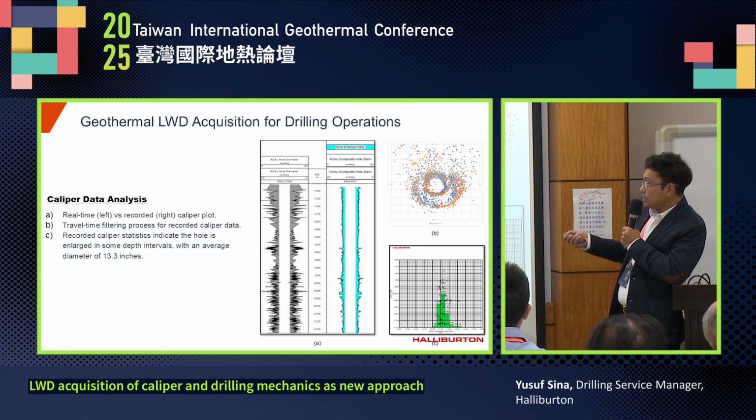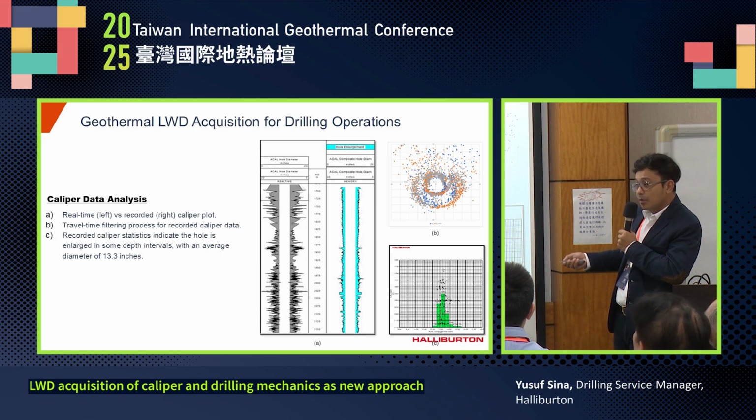On the left-hand side, this is the real-time data from the acoustic caliper, and on the right-hand side is the one that we have filtered out based on this statistical data analysis, right? In the real time, we have a lot of noise. That's why it's showing very, very scattered. After filtering out and screening using this methodology, we can see it's quite smooth, right?